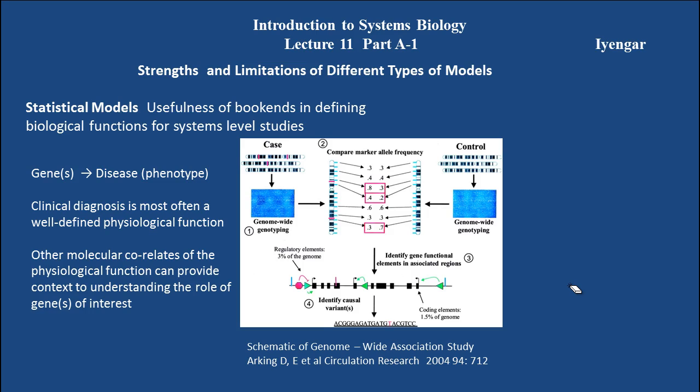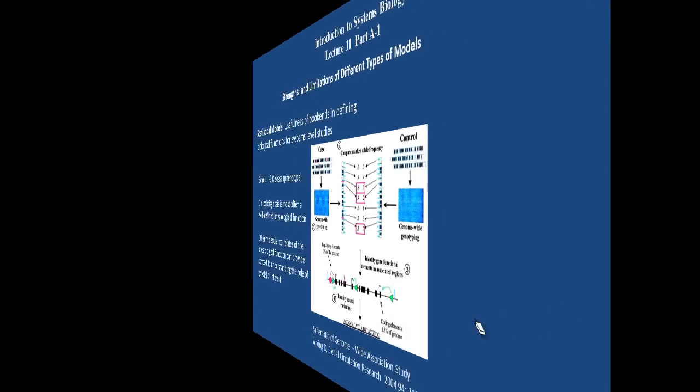One can get, say, DNA from these patients with the disease and the control patients, compare what things have changed, and make molecular correlates to the physiologic functions. And these kinds of correlations can provide context to understanding how these genes may be involved or are likely to be involved in the disease.